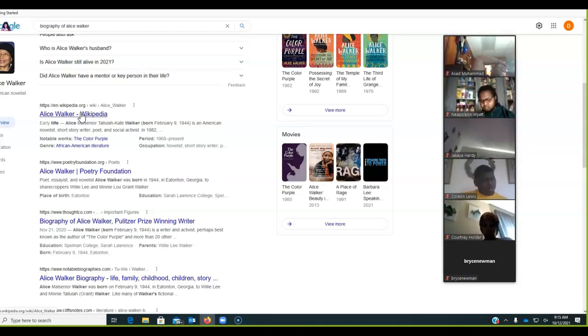Most of us don't know enough about all these different authors to recognize what's not true. You could be getting false information. So not Wikipedia, please.